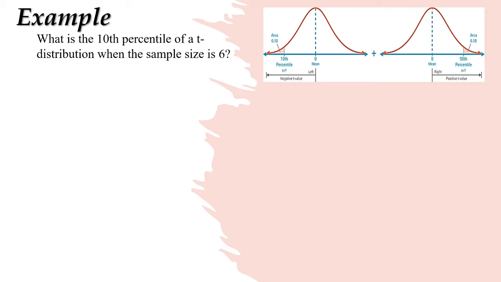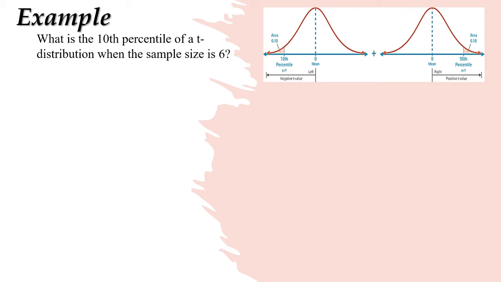while the 90th percentile is located somewhere in the upper end tail on the right side of 0. The 90th percentile is where 90% of the quantities lie underneath it and 10% of the quantities lie above it. This means that 0.10 is the area to the right of the 90th percentile t-value.